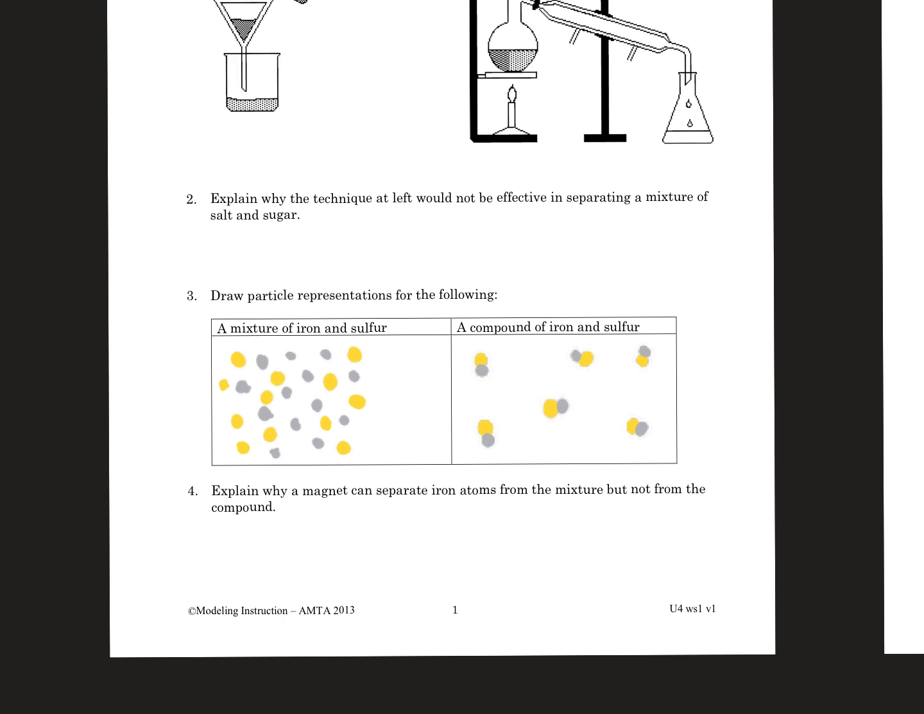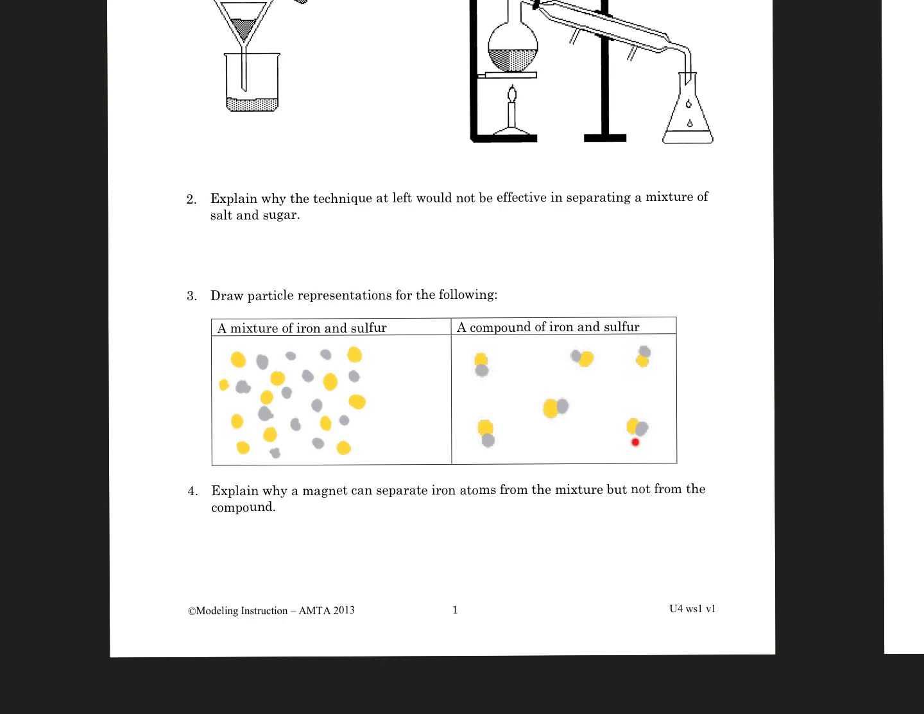However, when we make a compound of iron and sulfur, we found that we make a new substance. So we talked about this in class. We're making a new substance by combining the iron particles and the sulfur particles.